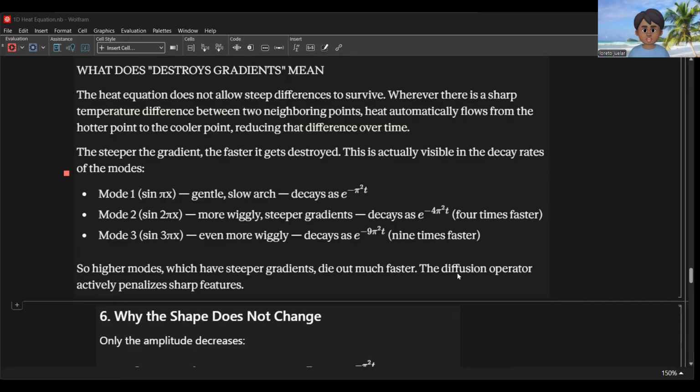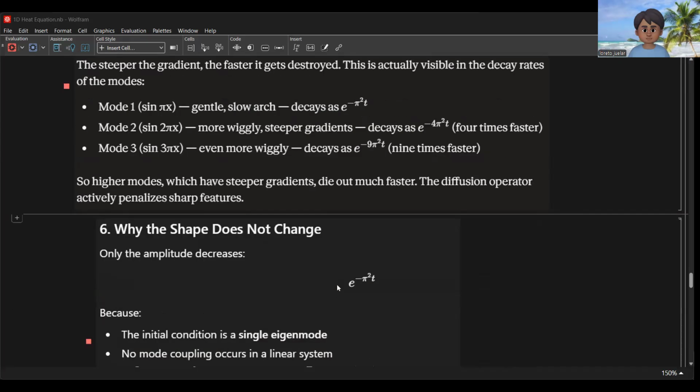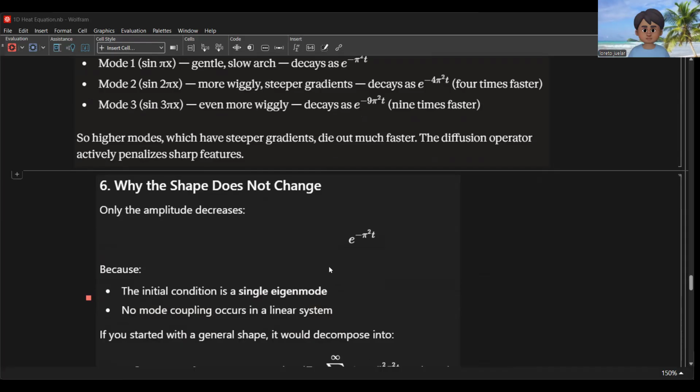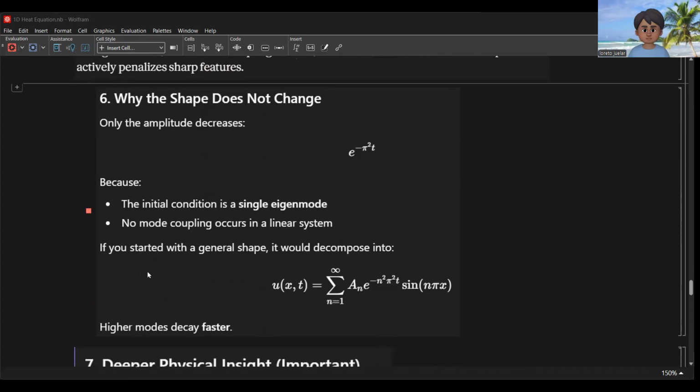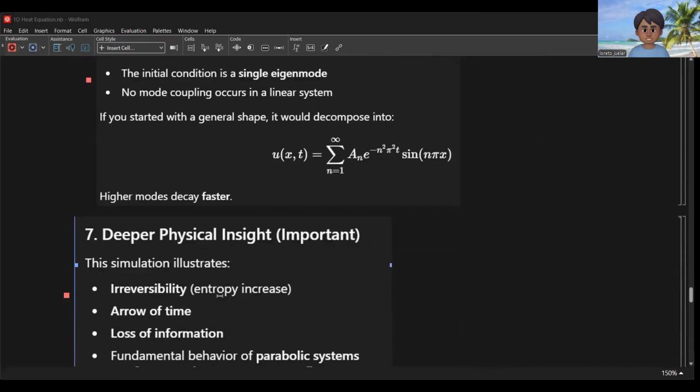So the diffusion operator actively penalizes sharp features. So why does the shape not change? Only the amplitude decreases, as e to the negative pi squared t, because the initial condition is a single eigenmode. No mode coupling occurs in a linear system. If you started with a general shape, it would decompose into u as a function of x and time equal to the summation of b sub n e to the negative n squared pi squared t times sine n pi x. So higher modes decay faster.